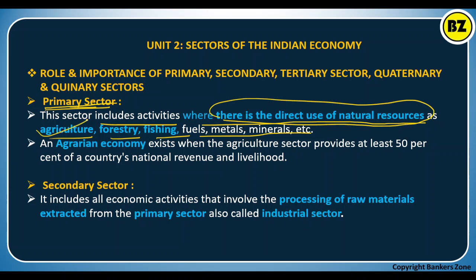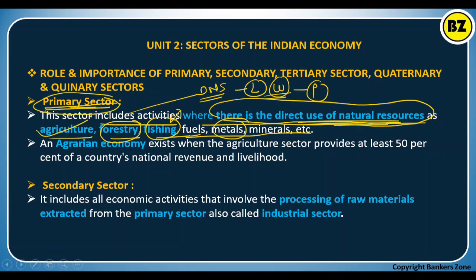For example, the agriculture sector. We directly use whatever natural resources we have, for example land and water, for the purpose of production. Even in forestry and fishing. In the case of fuels, we directly use the fuels, and the metals we directly collect from the mines. So these are the sectors where we use natural resources directly. It is called the primary sector.